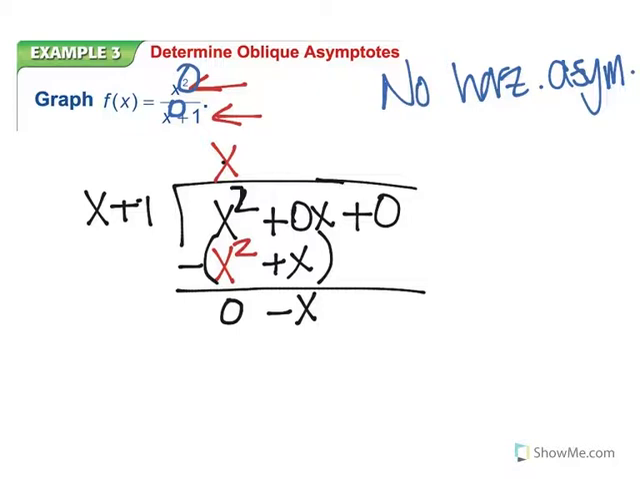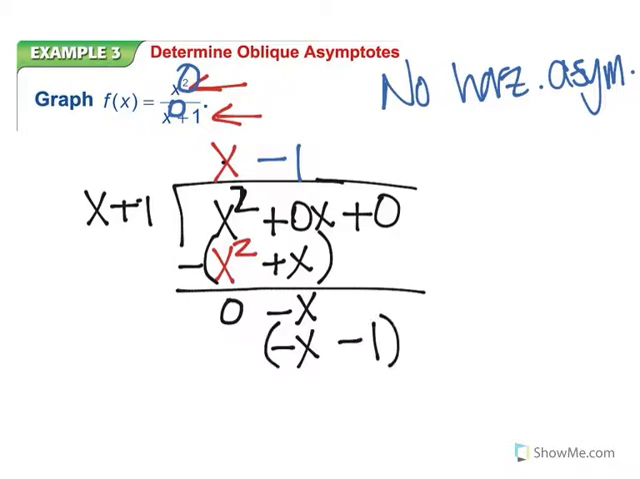So, one more time, we need to see what goes into x to make a negative x. And that's going to be a negative 1. So we have negative 1 times x, which is going to be a negative x. Negative 1 times positive 1 gives us negative 1.